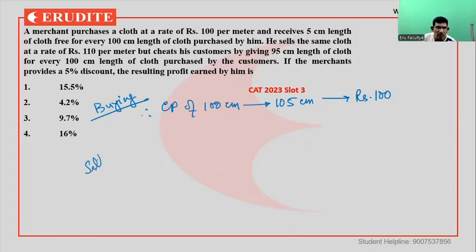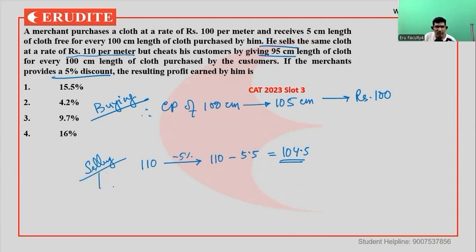Now, while selling, he sells at 110 per meter, but he's giving only 95 centimeter instead of 100 centimeter. And also he gives a discount of 5%. So what's the selling rate? 110 is the marked price. And he's giving 5% discount, which is 110 minus 5.5, which is 104.5.